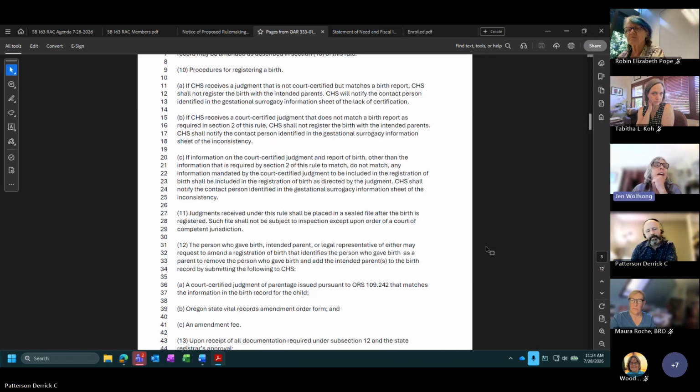Jen. Just the same point. I think that can't list the gestational surrogate as the parent under the law. The only time that would happen is if the gestational surrogate turned out to be the genetic parent of the child, and then there would be a court order, I would think, saying that the gestational carrier is the parent. Thank you. And Tabitha, I see your comment, question in the chat. Appreciate that. We'll definitely consider that. Thank you. Anything else for Section 12?